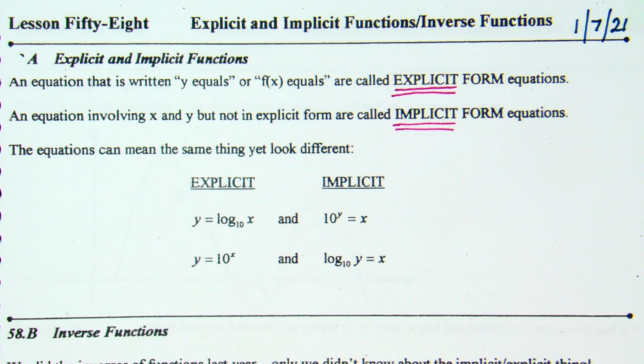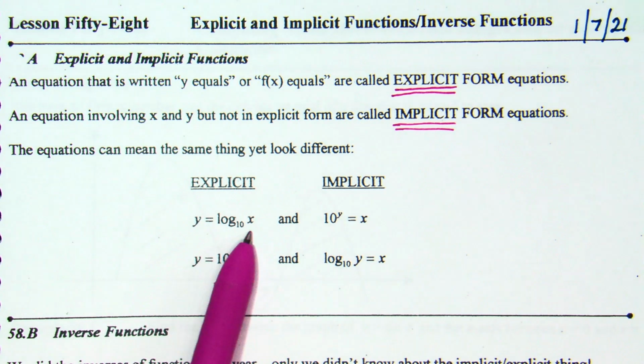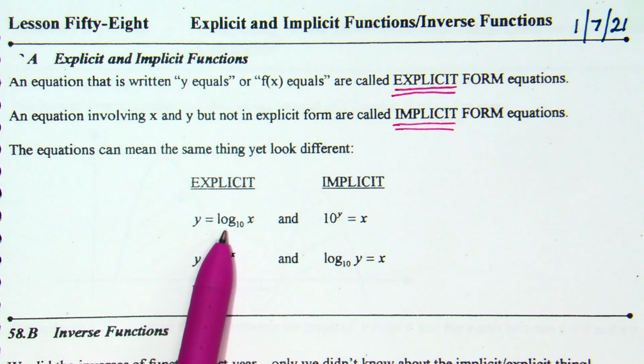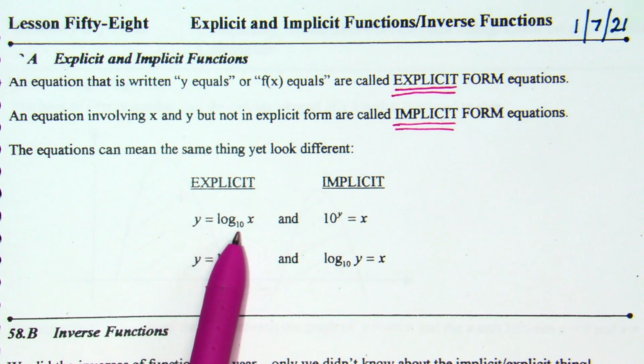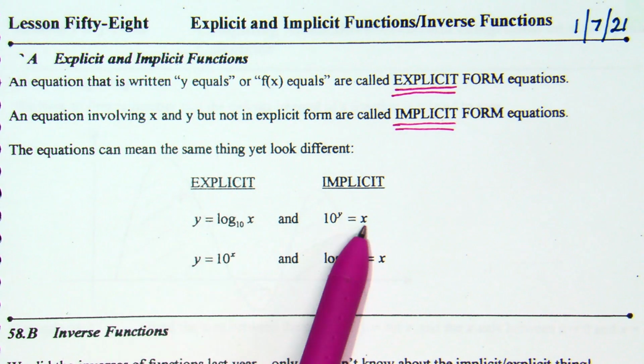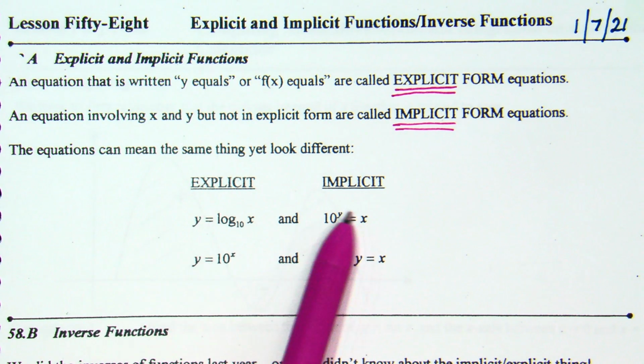These equations can mean the same thing, yet look different. For example, a log equation, y equals log base 10 of x. This is your explicit form, it's y equals. But we also know, if you remember your log rules, we can go left, right, middle, and turn this into exponential form, 10 to the y equals x. This is no longer y equals, and so this is an implicit form. Equivalent equations, just two different forms.